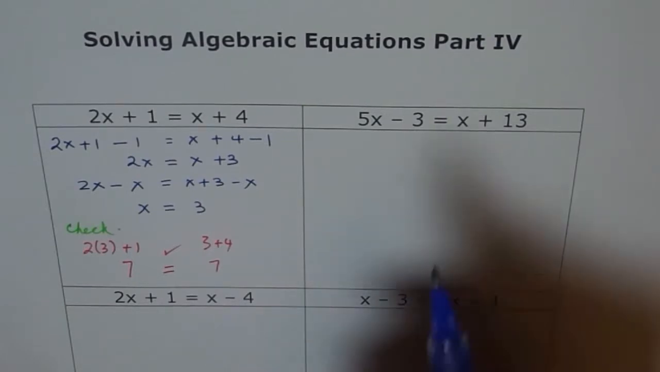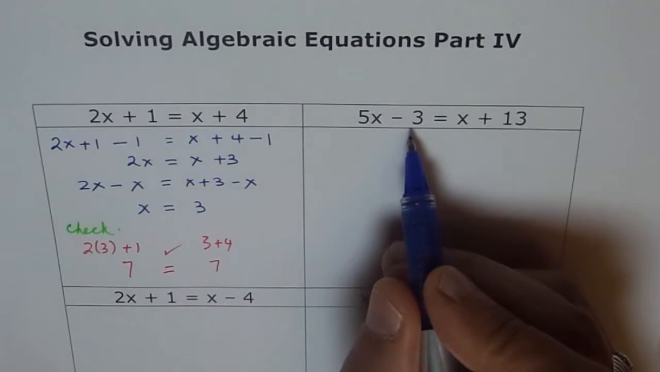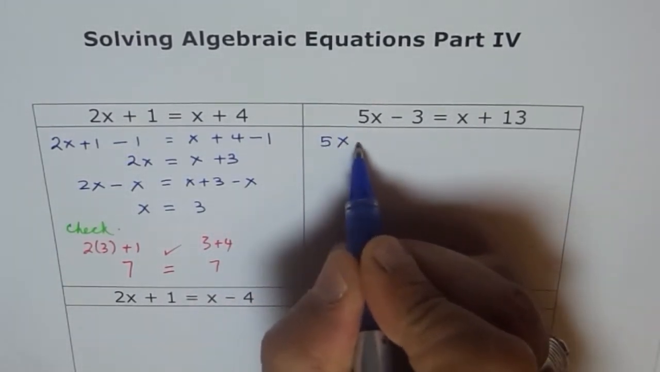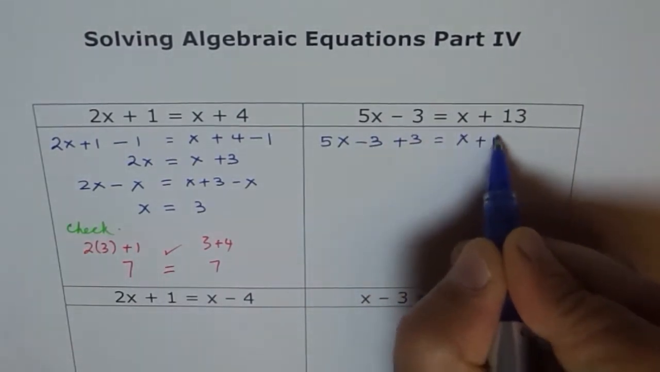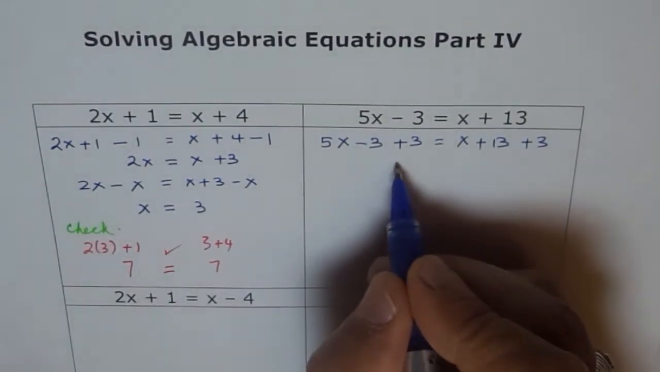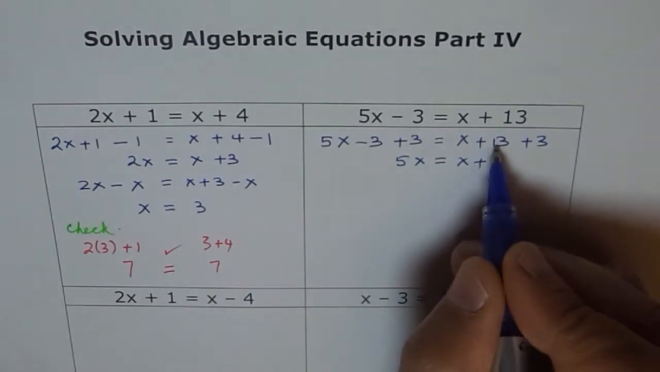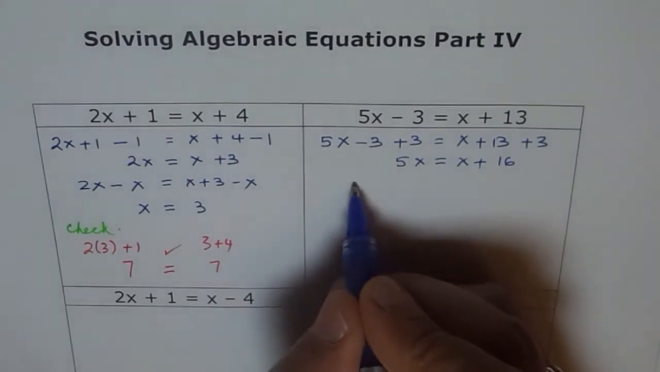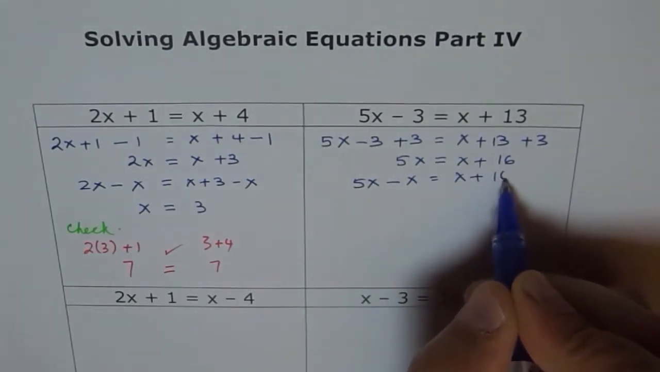Let's do the next one in a similar fashion. So first thing, what will you do? Get rid of this 3. But this 3 is minus this time. So we will add 3 on both sides. Follow the steps. 5x minus 3 plus 3 equals x plus 13 plus 3. So minus 3 plus 3 is 0. We are left with 5x. 5x equals x plus 13 plus 3, which is 16. Now we will take away x. So we have 5x minus x equals x plus 16 minus x.